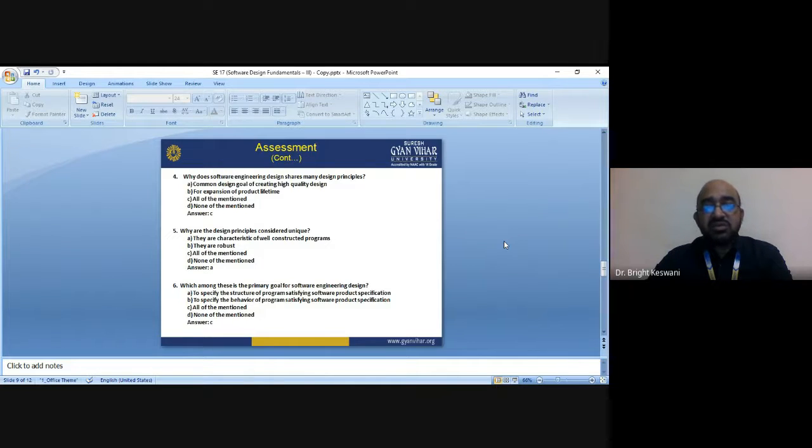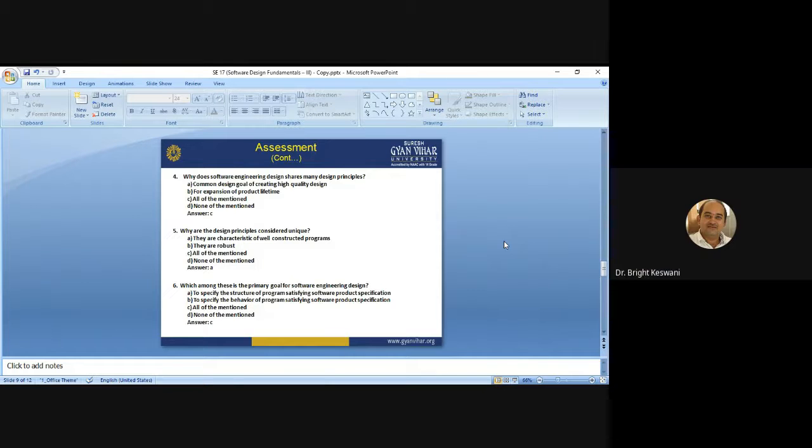The next question, why are the design principles considered unique? Because they are characteristics of well-constructed programs, they are robust, all of the mentioned, or none of the above. A is the right answer. They are characteristics of well-constructed programs.